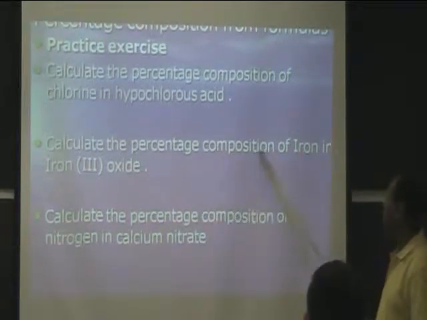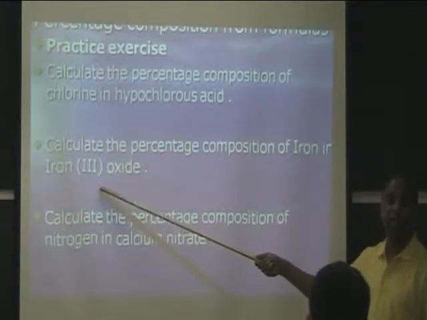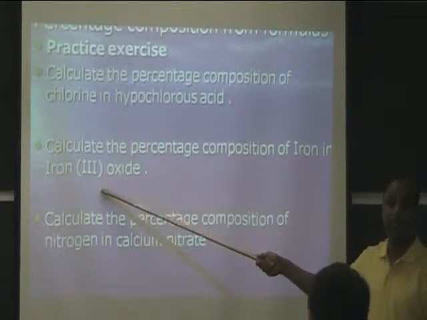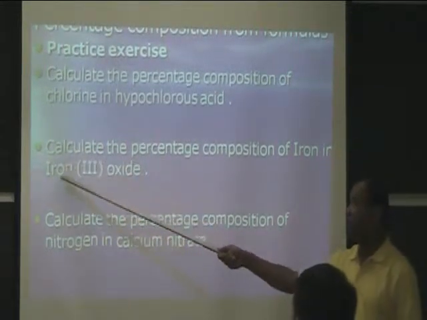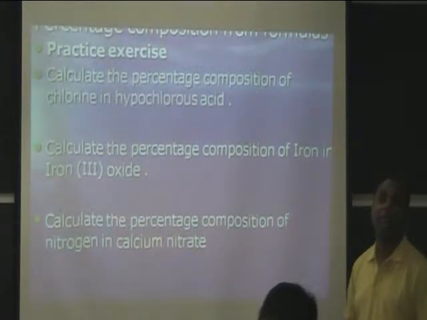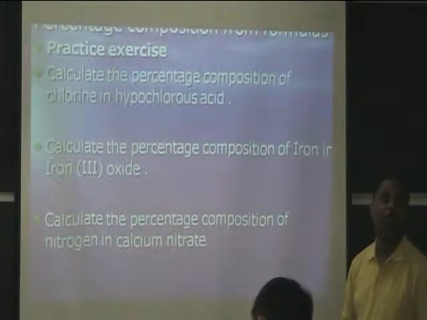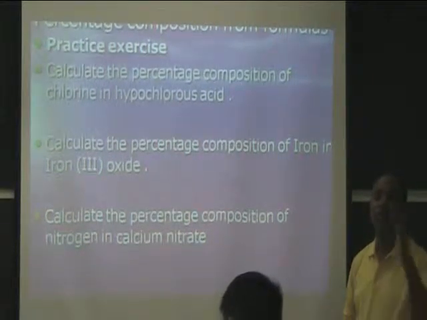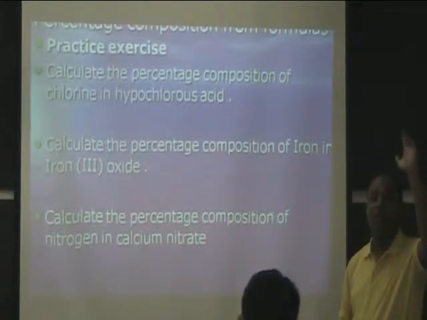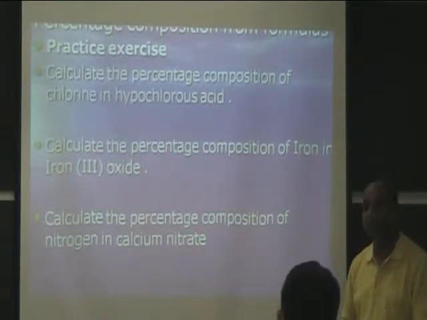How about this one here? Calculate the percentage composition of iron in iron 3 oxide. Now the point here again is we need to know what iron 3 oxide is. What's the formula of iron 3 oxide? Fe2O3. How many of you agree that iron 3 oxide is Fe2O3? Not agree, or not clear that iron 3 oxide is Fe2O3?